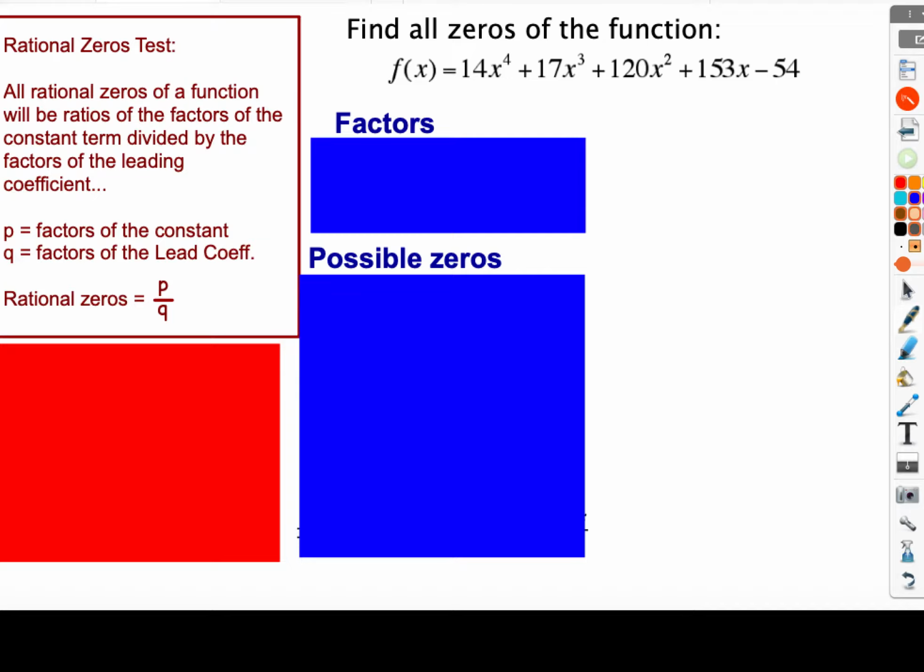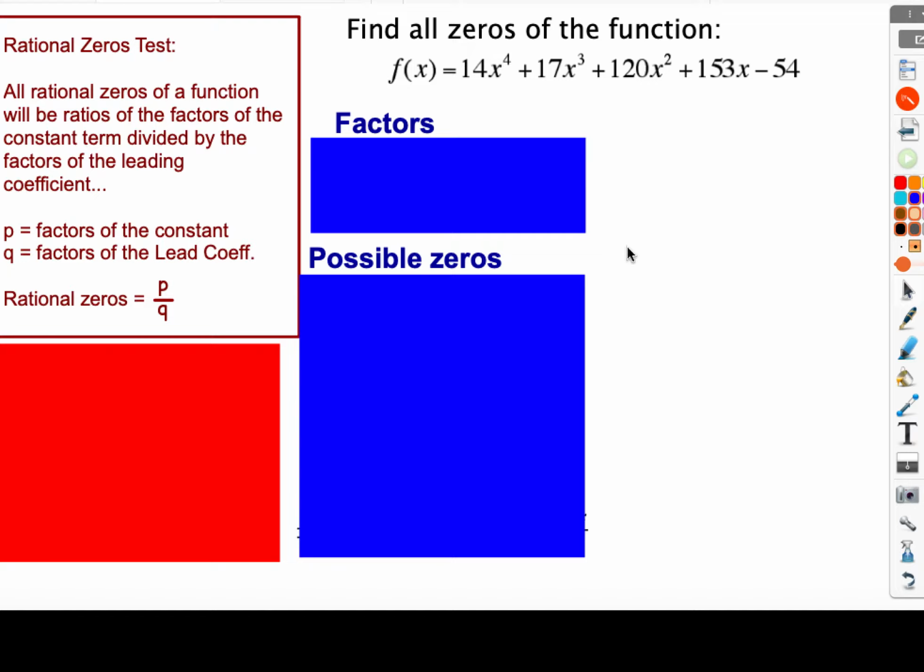And any of them will happen as ratios of the factors of the constant term. So for our function up here, it's going to be negative 54. And the factors of the leading coefficient, so the factors of 14. If we set all of those factors up as rational numbers, we should be able to determine any possible rational zeros. There will be no rational zero that doesn't exist on that list.